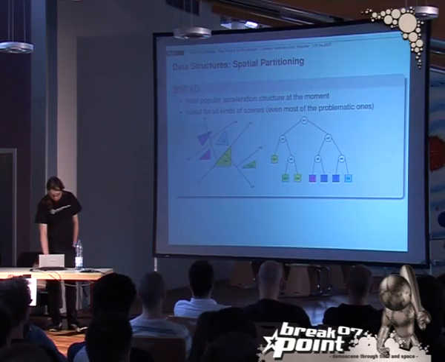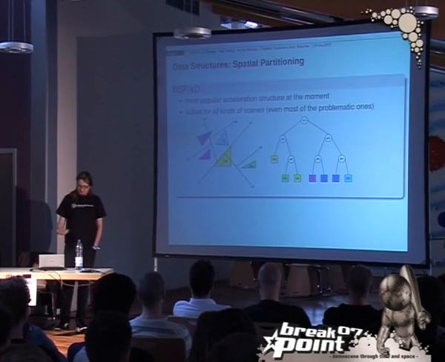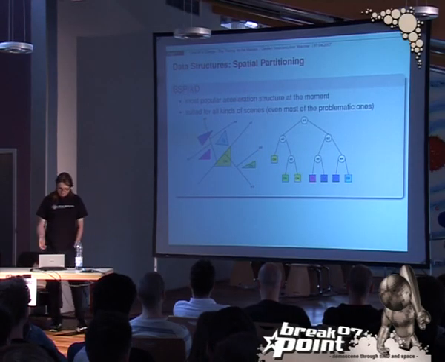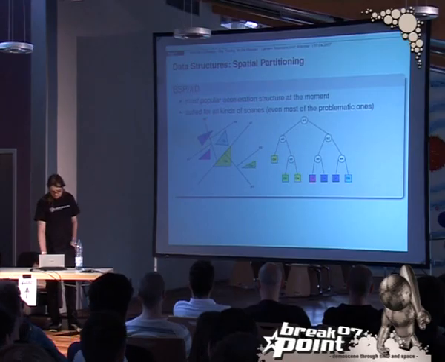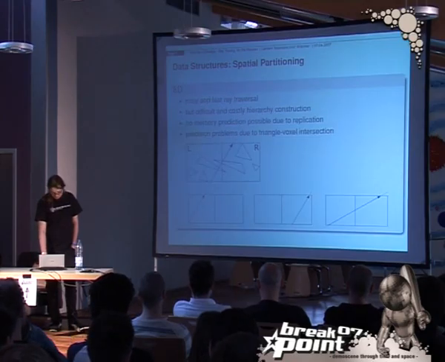And you get something like this. You have the leaves where the triangles are, and if you want to find the intersection later on, you go through the tree and look where the ray is. Is it just left? Is it right? Is it in both? And so on, until you find an intersection point, and then it's done. So this is suited for all kinds of scenes, even the problematic ones. This means it's a general purpose tool, but it also has some drawbacks.